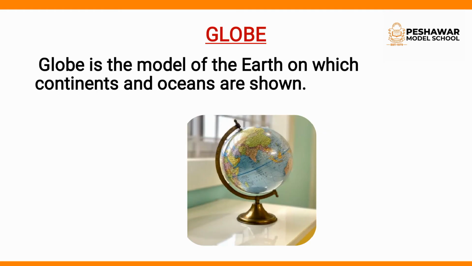Now what is a globe? A globe is the model of the earth on which continents and oceans are shown. Model means the globe is just like the earth's surface. Our earth is a sphere, so the globe is also a sphere. Our earth has different continents, so the globe also has different continents. Our earth has oceans as well, so the globe also has oceans. Similarly, our earth moves, so the globe also moves. Therefore we can say that the globe is the model of the earth, just like the earth.